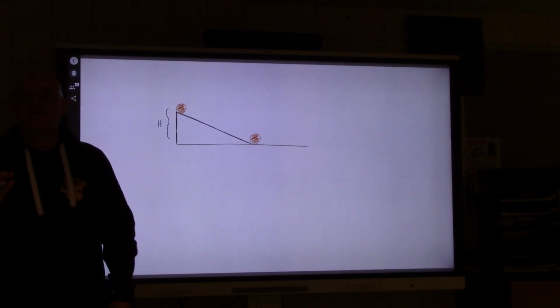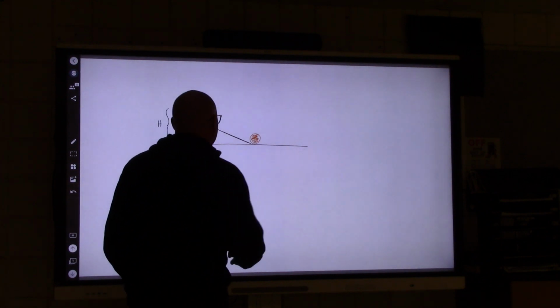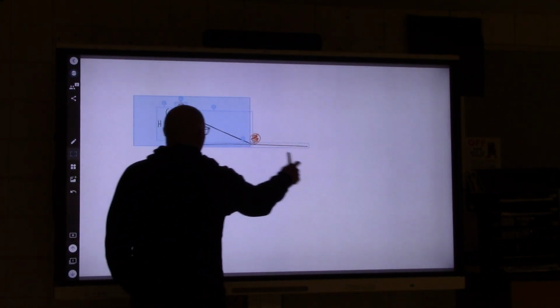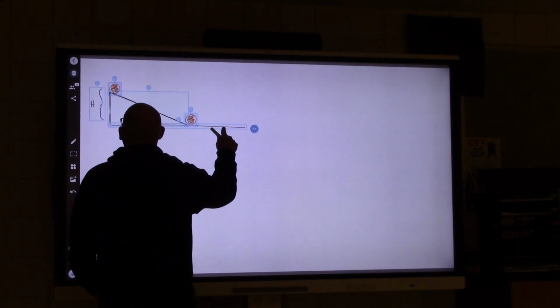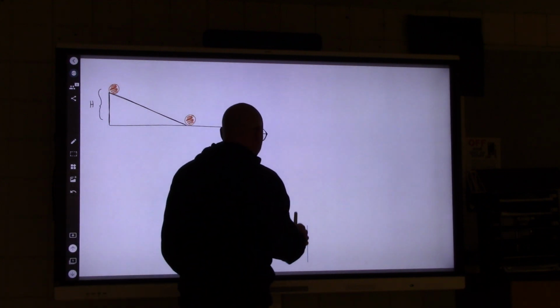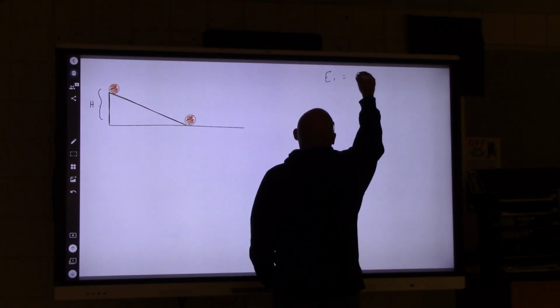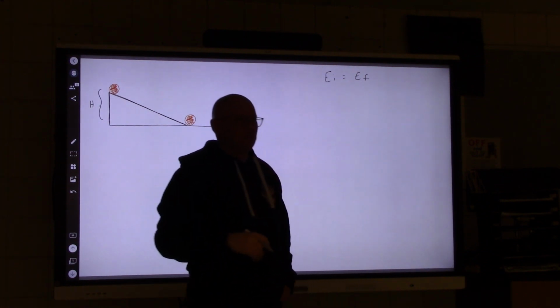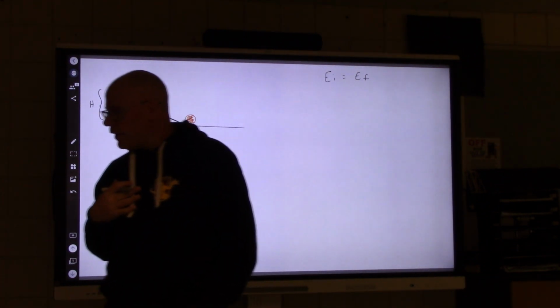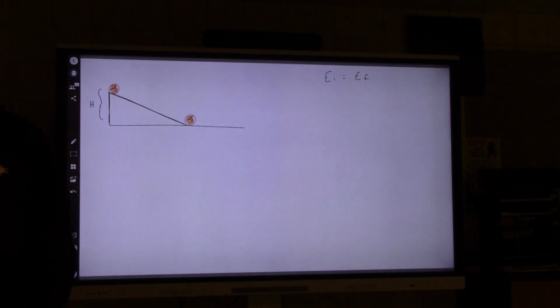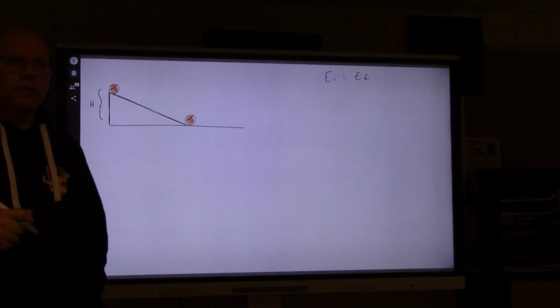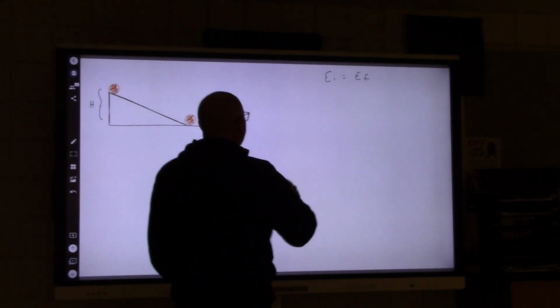Yeah. All right, tell me what kind of problem this is. Energy. It's absolutely an energy problem, right? So what am I going to start with then? EI equals EF. Perfect. EI equals EF. The initial energy has to equal the final energy. What kind of energy do I have at the start? All gravitational potential.